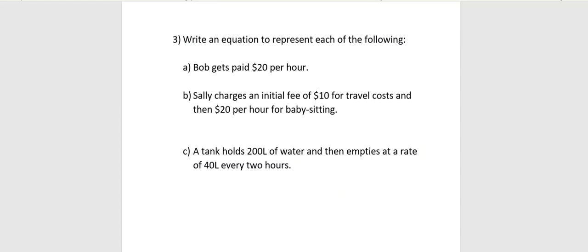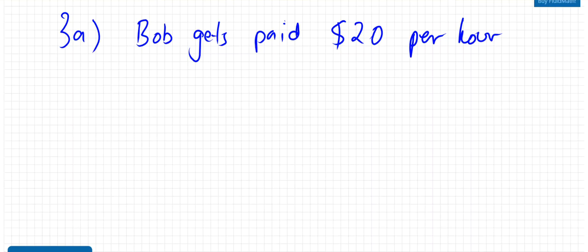Okay, our next question involves applications and asks us to write an equation to represent each of the following. And we've got 3 different situations. So let's start with the first one. So if you remember, when it comes to applications, pretty much all the information is given to us in the question, and we have to interpret that information.